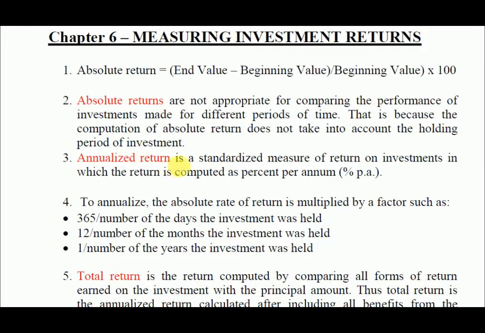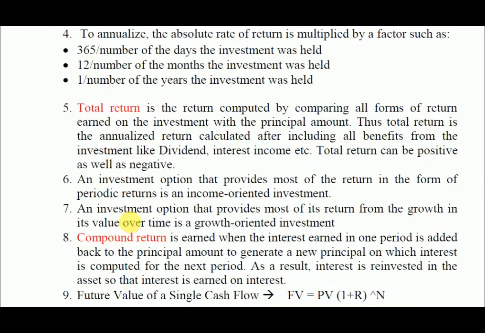Annualized return. Annualized return is a standardized measure of return on investments in which the return is computed as percent per annum. To annualize, the absolute rate of return is multiplied by a factor such as 365 divided by the number of days the investment was held, 12 divided by the number of months the investment was held, or 1 divided by the number of years the investment was held.